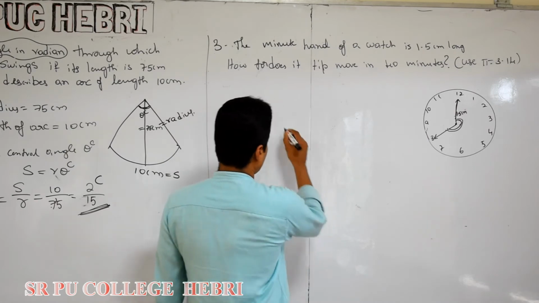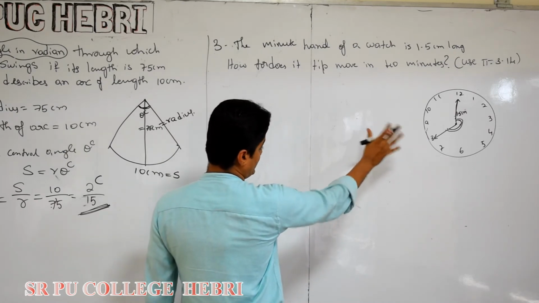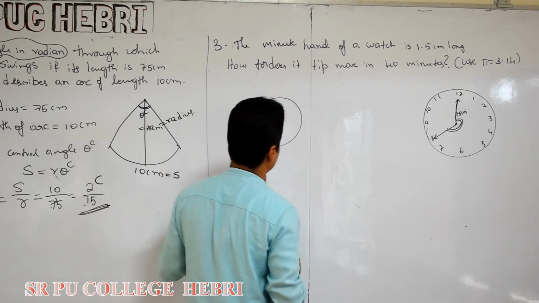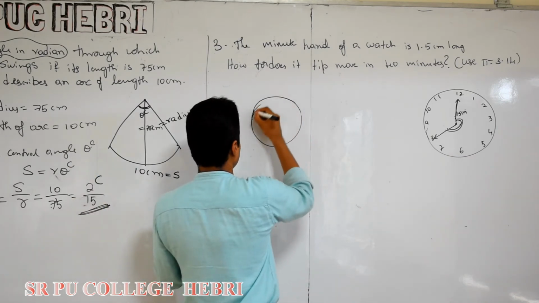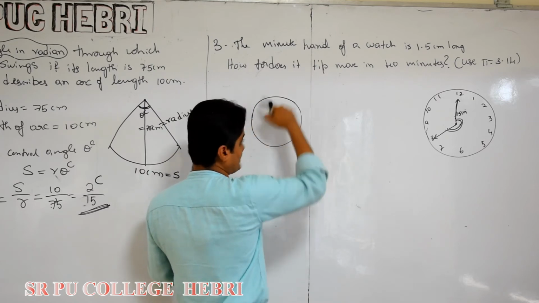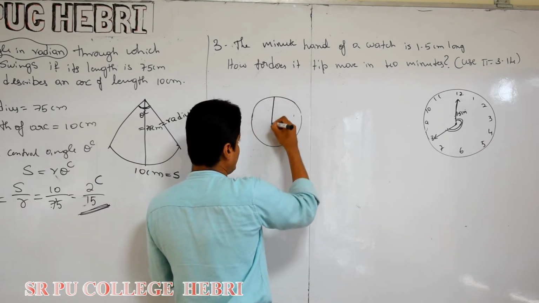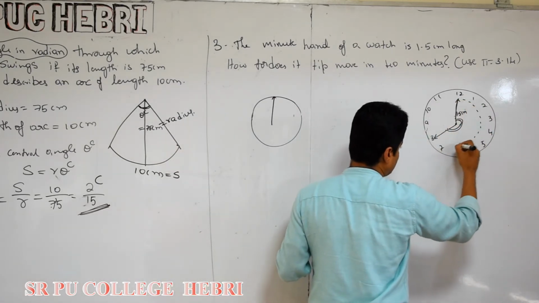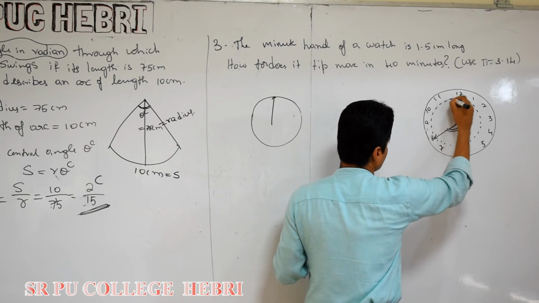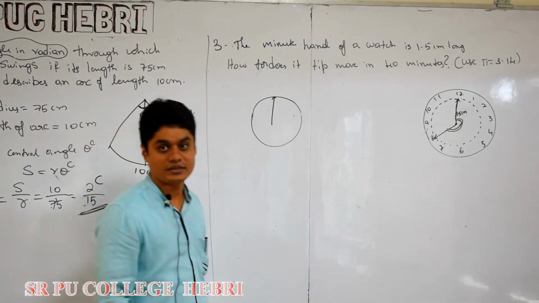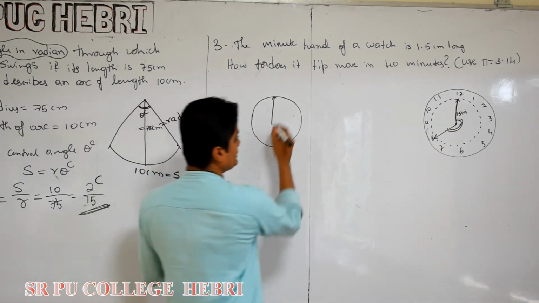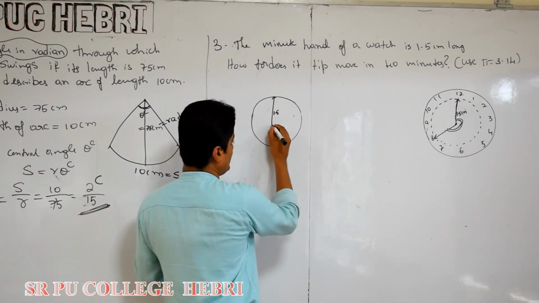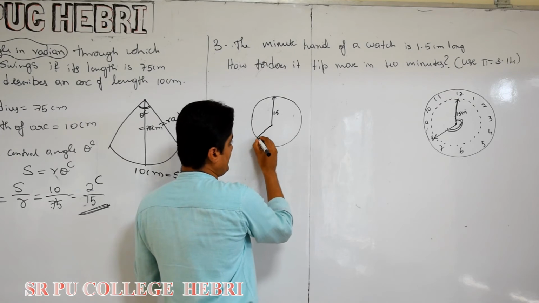Now I'll convert this diagram into one simple diagram, like you saw in the previous problem also. Consider a circle. This is the path created by the minute hand inside the clock. And it must be in the circle format. It must be the circle. So this length is given, 1.5 centimeter. So now it is here. The same length is here, right?